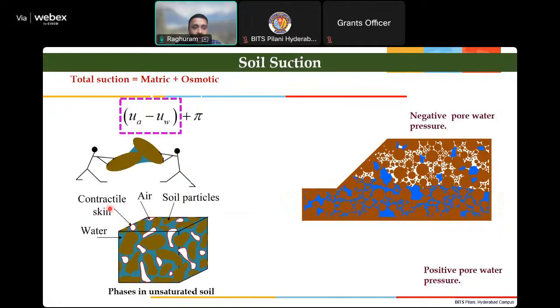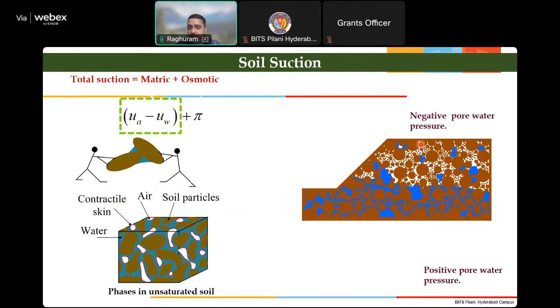However, there is one more phase, the contractile skin, which is an interface between air and the water. However, physical subdivision is not necessary. That's why we are still dealing with a three-phase system.